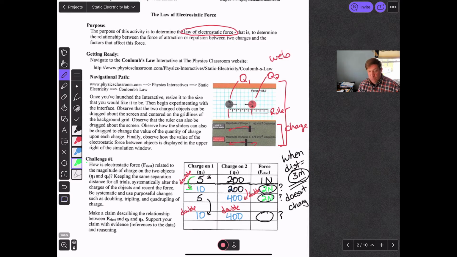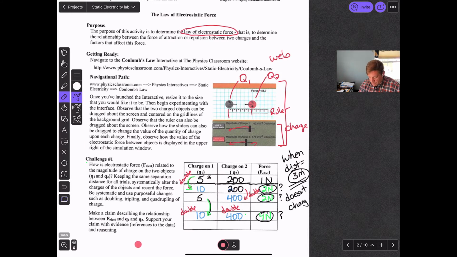Finally, we doubled both of them. We doubled 5 and we moved it to 10. We doubled 200 and moved it to 400, or kept it at 400. And did you notice? The force went up 4 times. So that's a pretty interesting relationship. If you double one of the variables, it doubles the answer. If you double both of them, it goes up by 4.